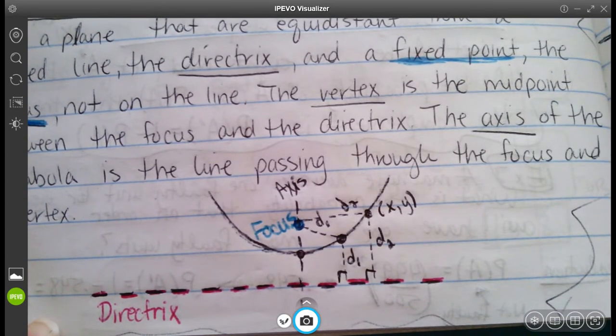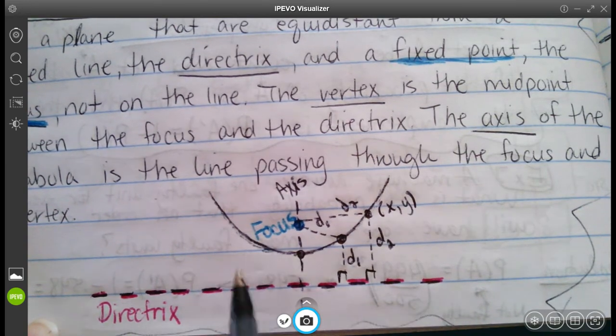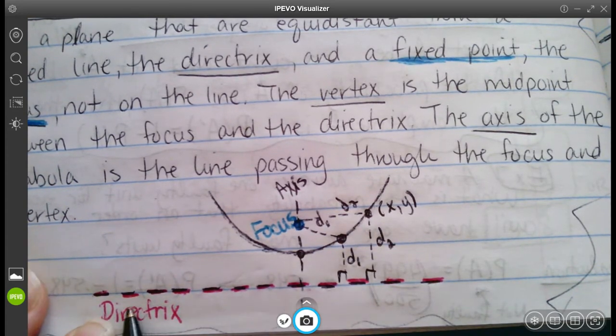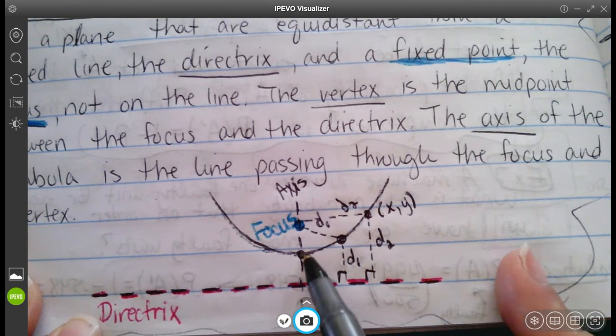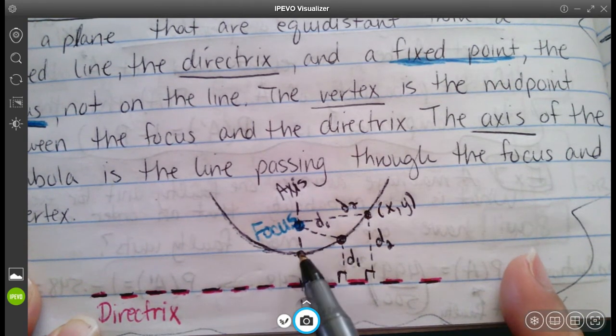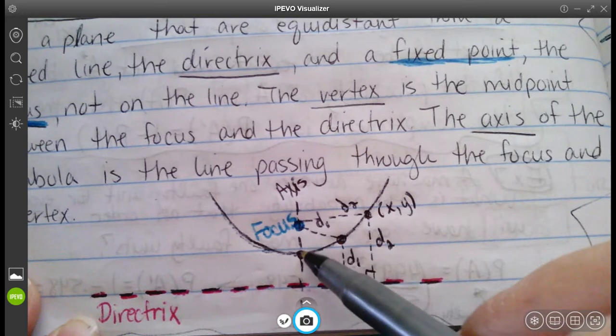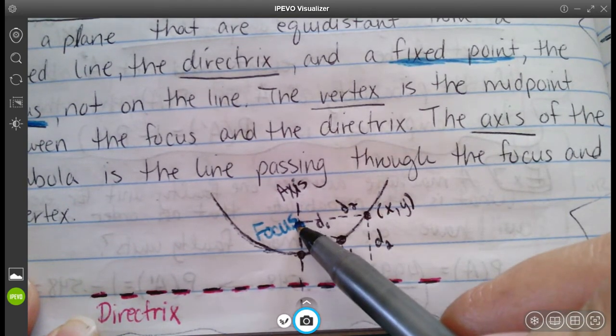And it looks like the following. You'll have a parabola, and there is this line either below it or above it, depending on where the parabola is facing. But there is this line that is called the directrix, and it is a distance away from the vertex, the same distance as this other point called the focus.